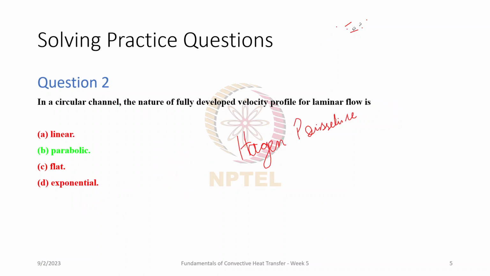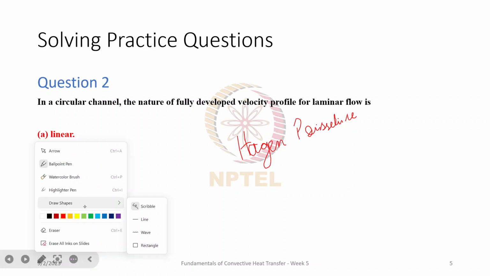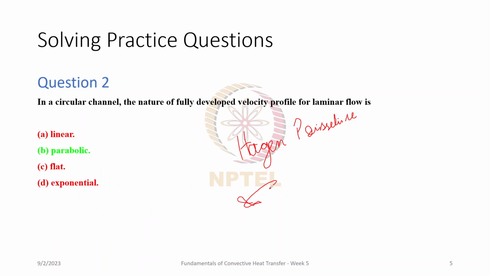So the flow through a channel, a circular channel, is described by this Hagen-Poiseuille equation, and the equation itself is parabolic in nature.